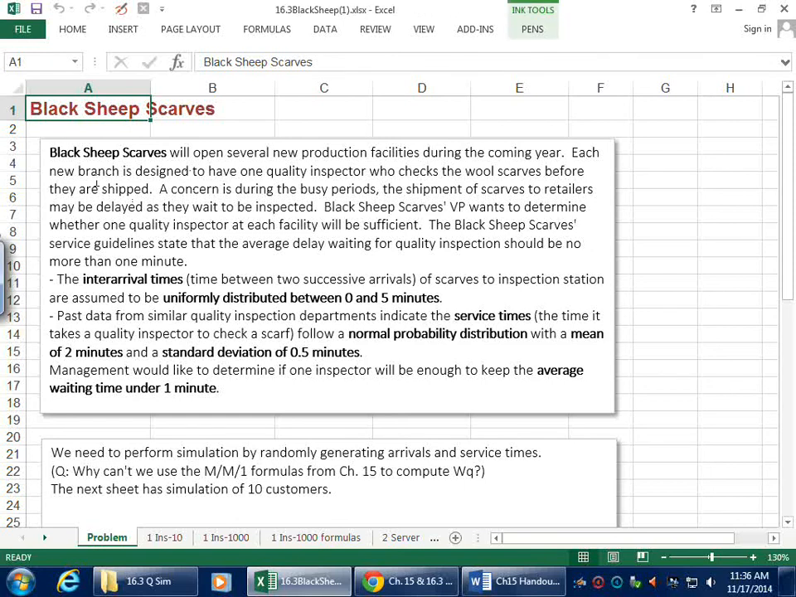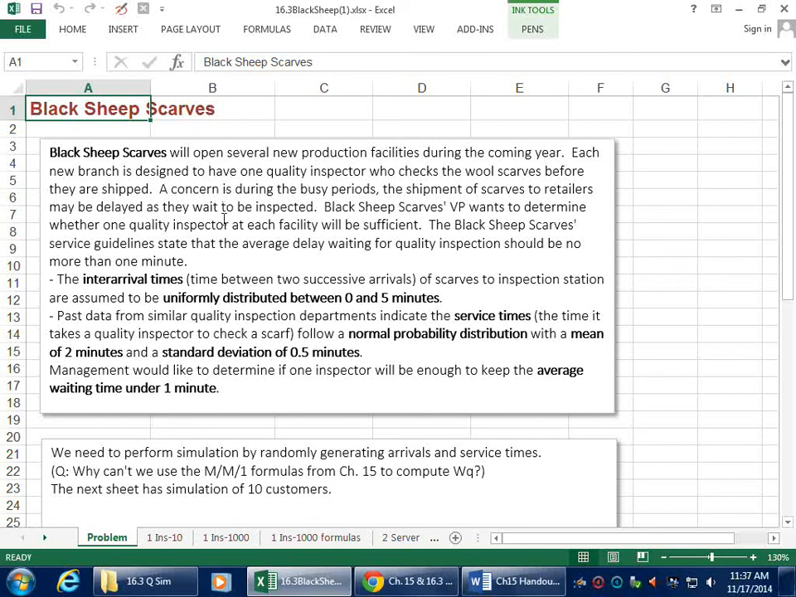Okay, so let's see what this says. Black Sheep Scarves will open several new production facilities, and each facility has an inspector. So you've got the scarf that you put around your neck when it's cold. They make these scarves, and before the scarves are shipped, each has to be inspected. So each facility has one inspector who checks the wool scarves before they are shipped.